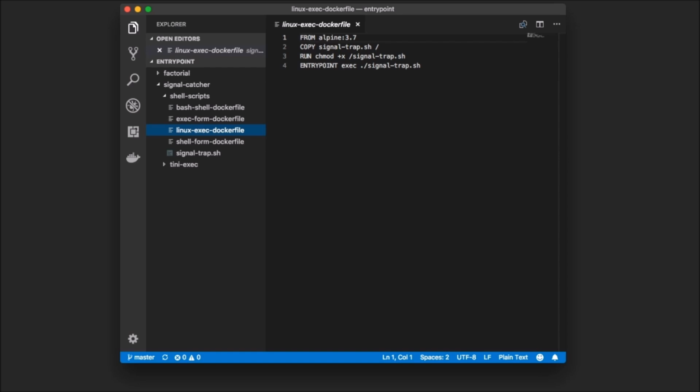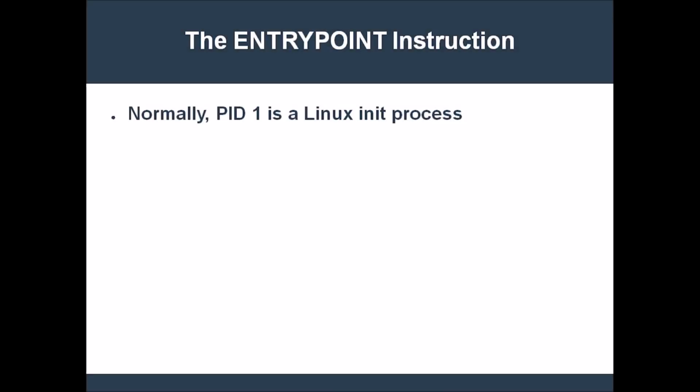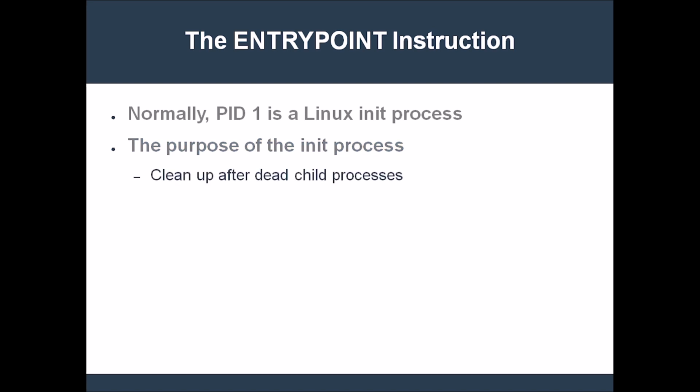Back in solution 1, I showed you that you can fix the "my container doesn't stop right away" problem. Just use the exec form of the entry point instruction and make sure that your program catches SIGTERM and then exits. But there is another way, one that doesn't require you to write signal handling code. All you've got to do is run a Linux init system on your container, and all of these problems will be gone. Let me explain. In a normal Linux OS, PID1, the first process, is the init system. It does two important things. First, it cleans up after dead child processes. Second, it forwards signals that it receives onto its child processes.